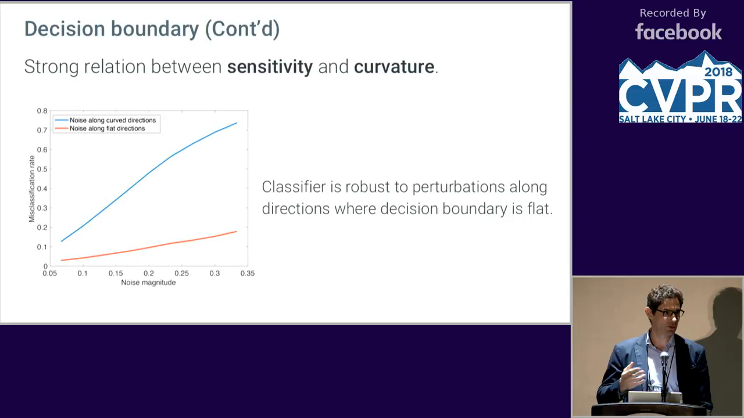And so what you find empirically is that perturbations that are along the directions where the decision boundary is flat do not affect the class, whereas perturbations along the directions where the boundary is highly curved do affect the class. And so as you can see here, the number of misclassifications is highly dependent on whether they are in the direction of high curvature or in the flat regions. And so we want to see if we can exploit this insight to detect adversarially perturbed images.